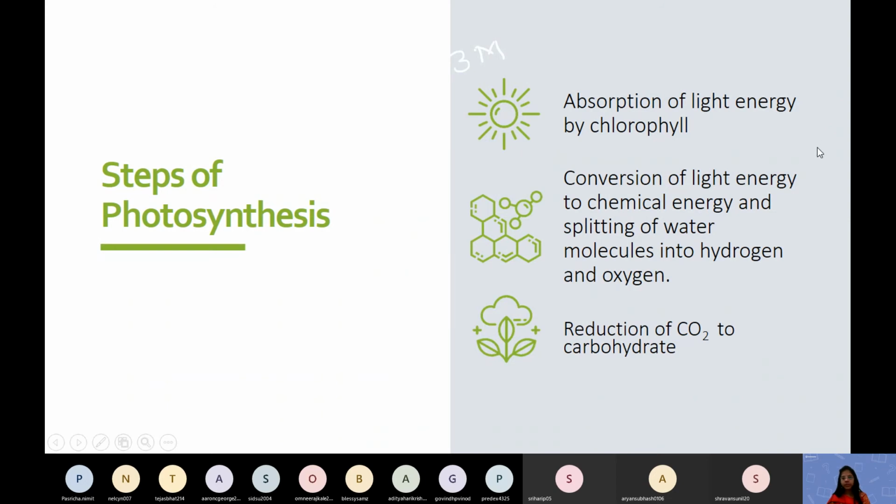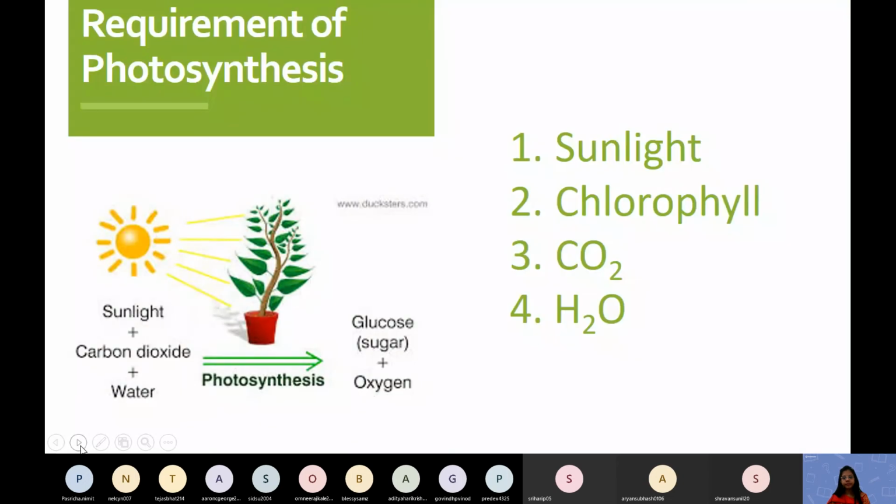Okay, time up. Nimit, can you tell me the 3 steps of photosynthesis? Ma'am, yes. Can you hear me? Yeah, I can hear you. Tell me the 3 steps of photosynthesis one by one. Absorption of light energy by chlorophyll, 1 mark. Conversion of light energy into chemical energy, and splitting of water molecule into hydrogen and oxygen, 2 marks. And reduction of carbon dioxide to carbohydrate. Perfect. You got 3 marks for your answer. In the same way you have to write, this is written in your book.